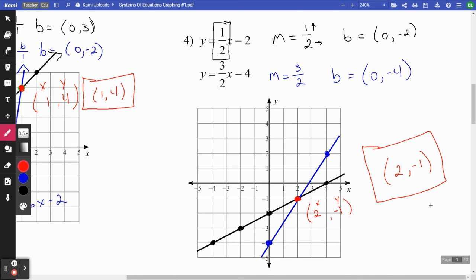Okay. Again, if you're doing one color, identify your lines. This is y equals 1/2 x minus 2. And then this other line up here is y equals 3/2 x minus 4. Okay. You want to make sure that you identify your two lines, and you're finding where they intersect. Okay. You find where they intersect.